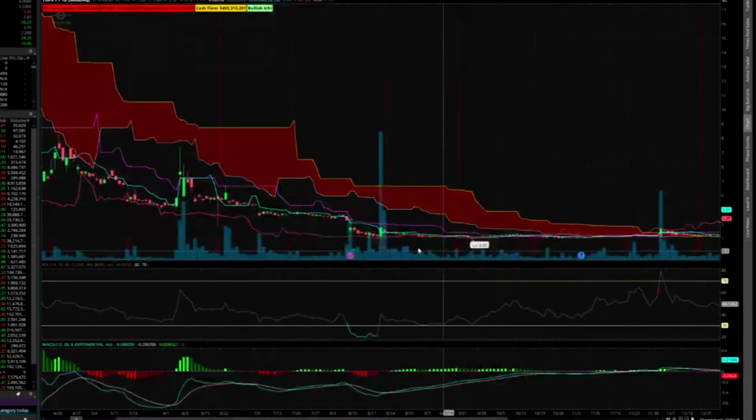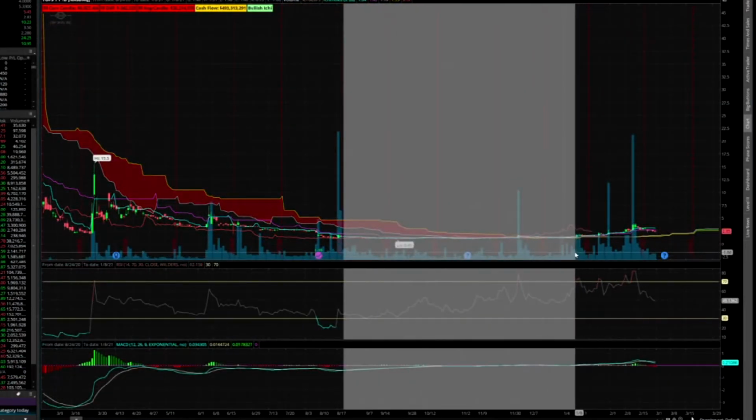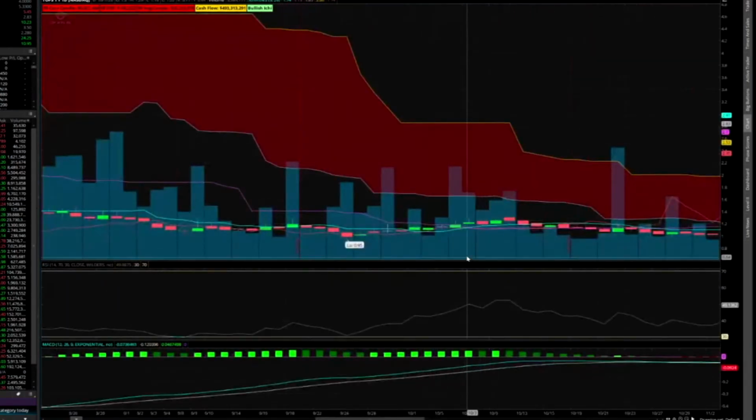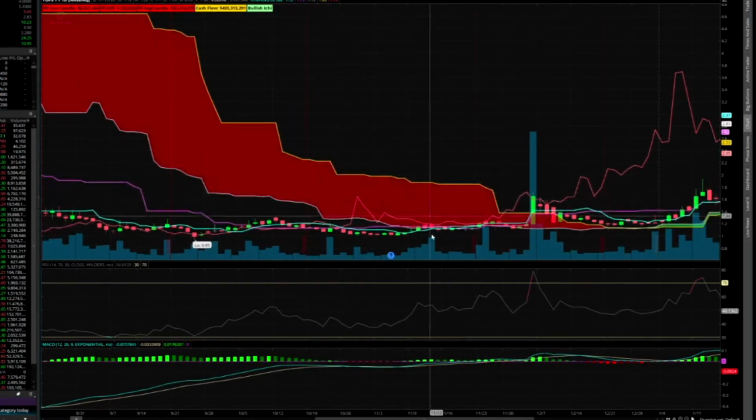This stock does not have a lot of trending information. So from here all the way to about here, there was little to no trending happening for tops. As you can see, it's pretty dead trading, so like under the cloud for a long time.